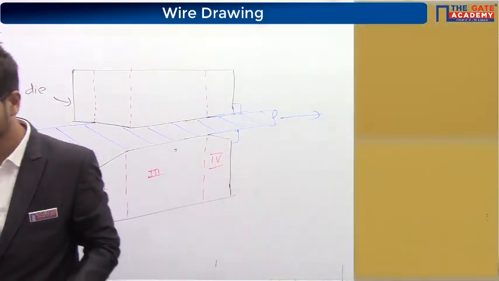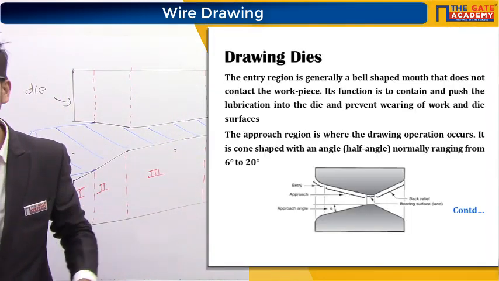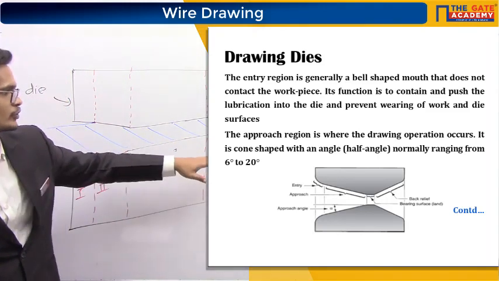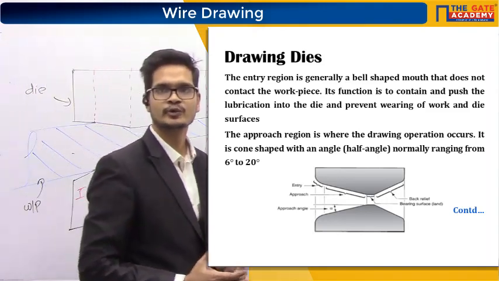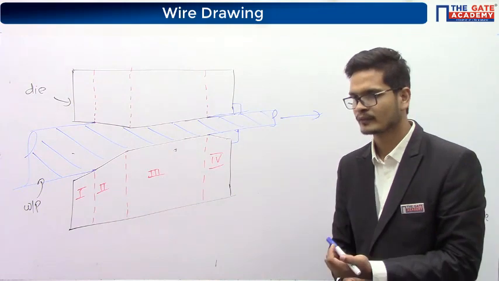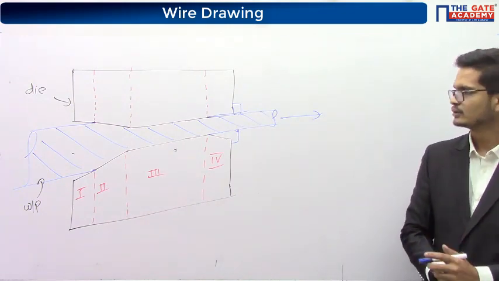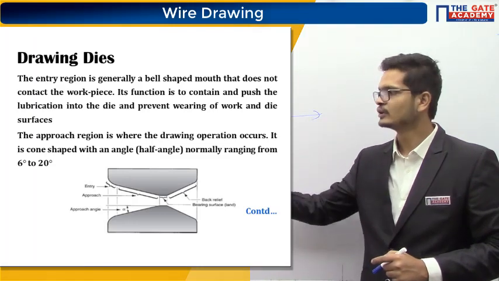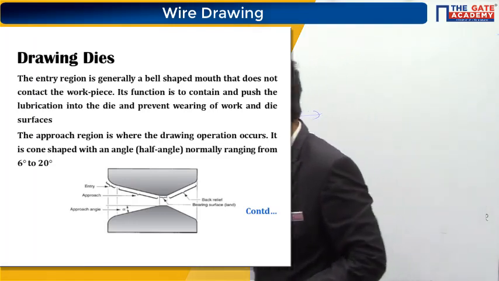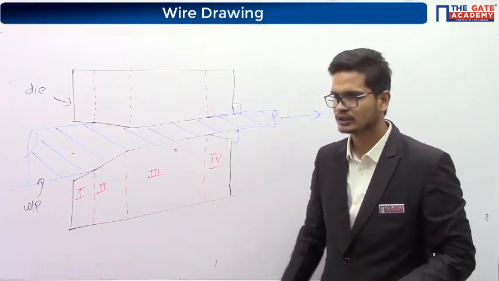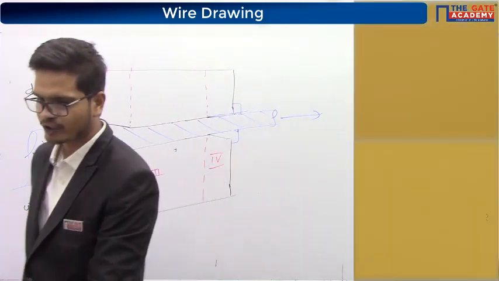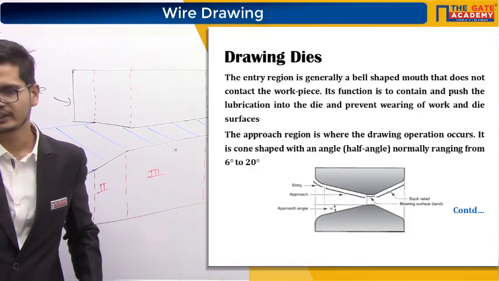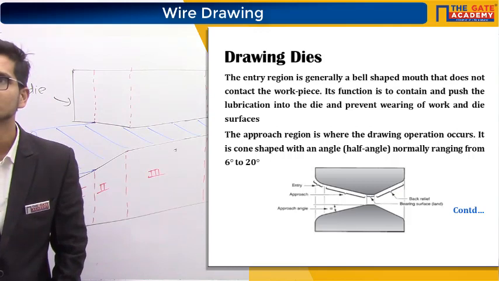Okay, so these are the 4 zones. Zone 4 is also called the relief zone. You can see in the secondary screen the naming of different portions. The first region is called the entry region. It is generally a bell-shaped mouth.